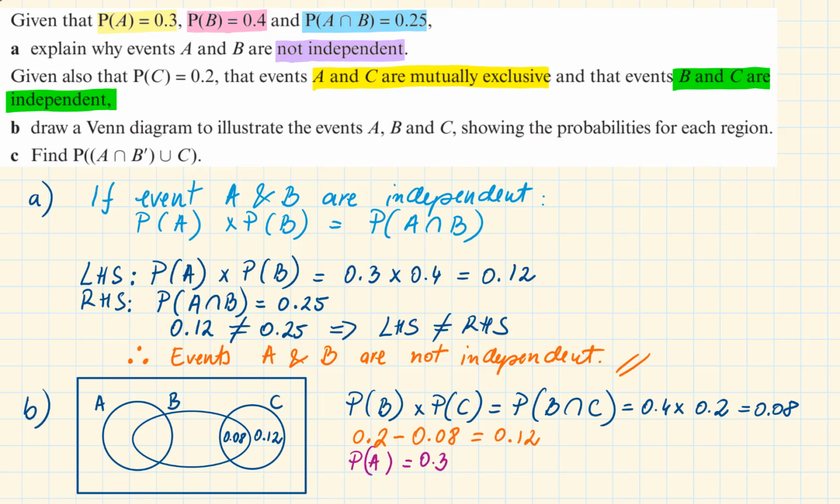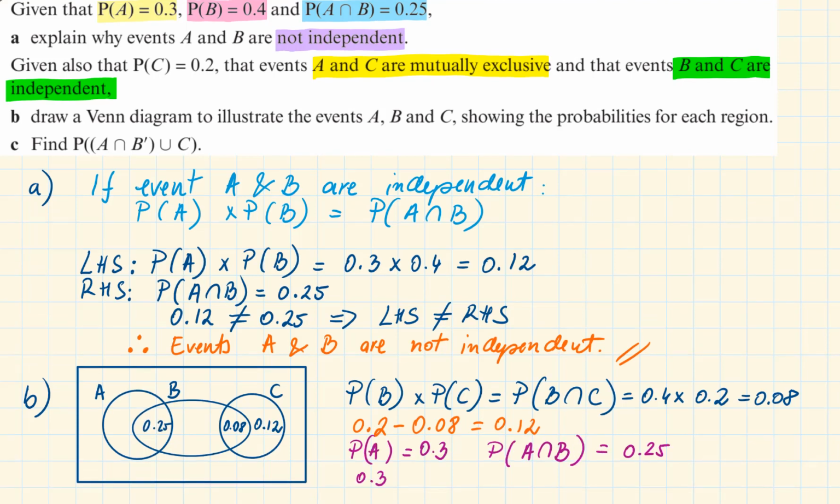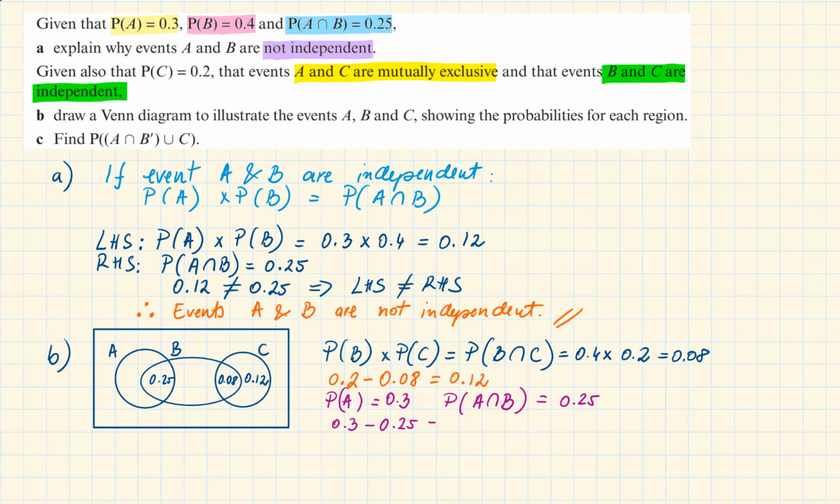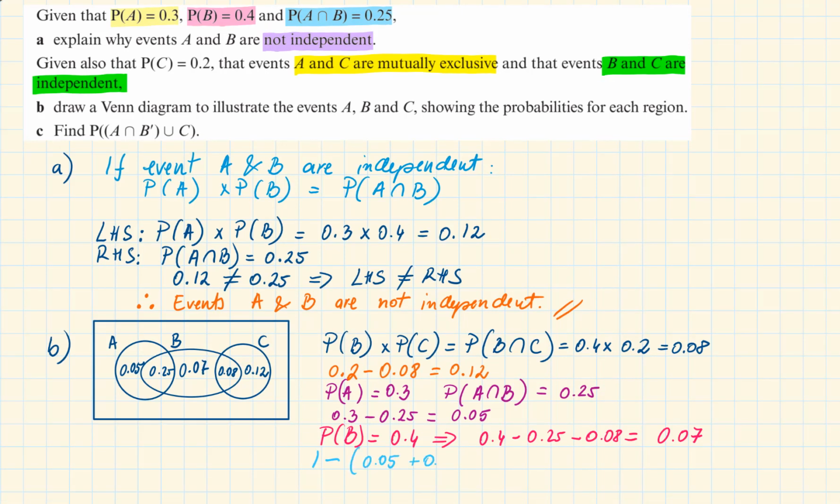We also know the intersection of A and B is 0.25. Subtracting this from the probability of A, which was 0.3, we will have 0.05. So now we have four areas filled in the Venn diagram. And knowing that the probability of B is 0.4, subtracting the two overlaps that B has with A and C, we will have 0.07. And finally, we need the complement of the union of A, B, and C, and that is 0.43.